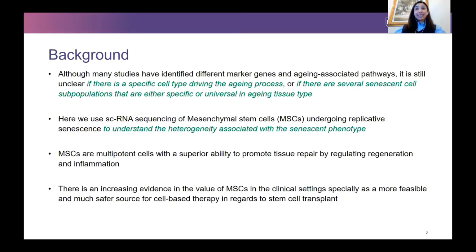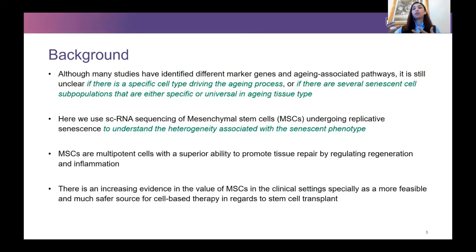MSCs are multipotent cells. They have the ability to differentiate into different tissue types, including muscle cells, fat cells, and bone. And they have the ability to promote tissue repair by regulating regeneration and inflammation. MSCs are very important for clinical applications, and there is increasing evidence that MSCs are especially useful because they are a more feasible and much faster source for cell-based therapy in regard to stem cell transplant.